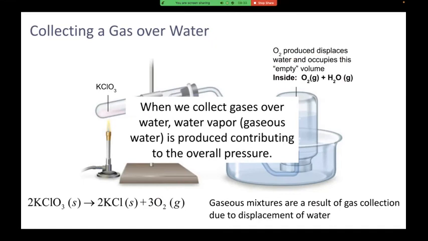So this is a really helpful laboratory technique because it allows us to completely collect all of the gaseous product that's produced in a reaction. But we also have to make sure that we account for the water vapor before determining properties of just my oxygen gas. So I'm going to talk us through a practice problem. These practice problems are very similar to what you're going to be seeing on your pre-lab questions.